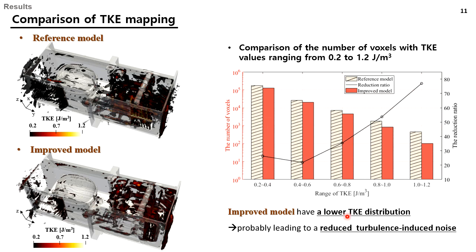The right side provides a quantitative comparison of the number of work layers in each given range of TKE between two models, as well as the reduction ratio in the number of work layers. From this table, you can see that the number of work layers with a high TKE range were reduced greater than those with a lower TKE. Therefore, it's probably leading to a reduced turbulence-induced noise.